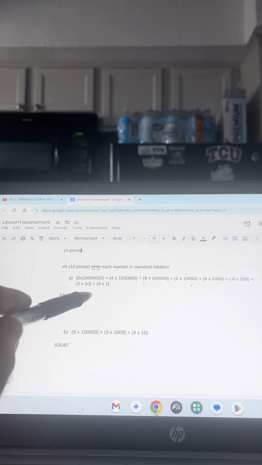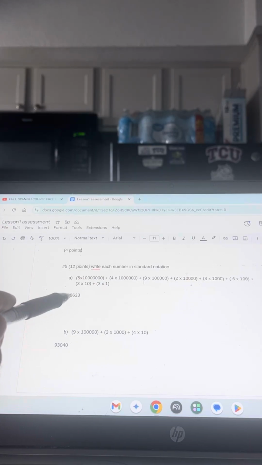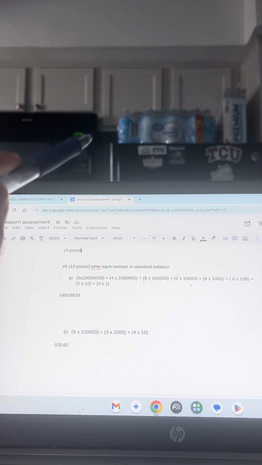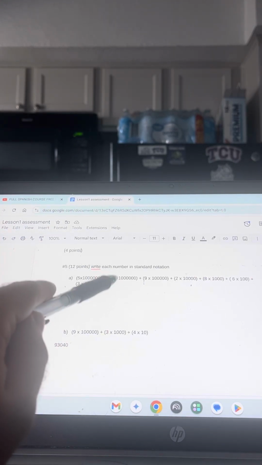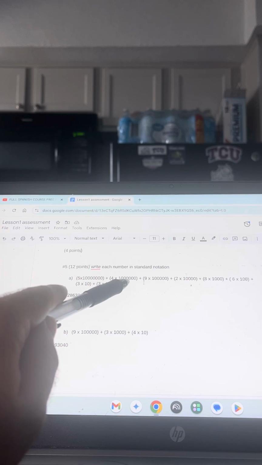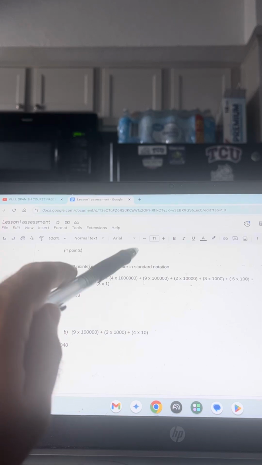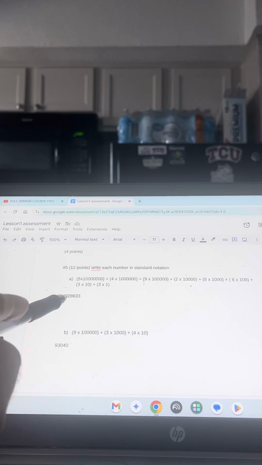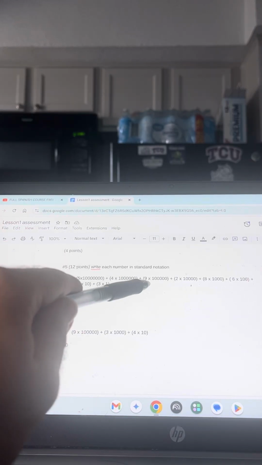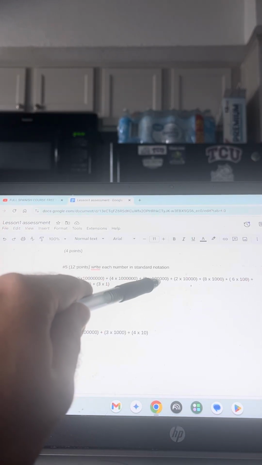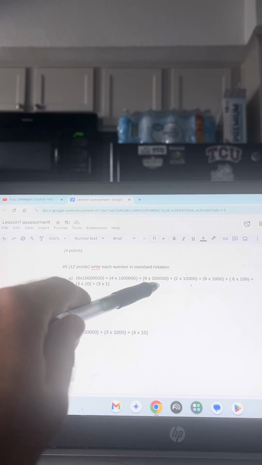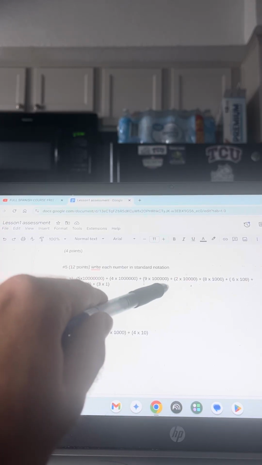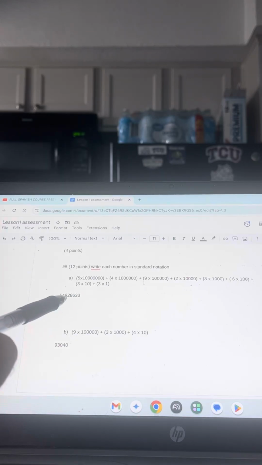Did you write 5 in the 10 millions place? Good job, 5's in the 10 millions place. Now, 4 times a million. 4 should be in the millions place. Good job. You got 4 in the millions place. That's good. 9 times 100,000. Because this is 100,000 right here, 9 has to be in the 100,000s place. And yep, you got 9 in the 100,000s place.